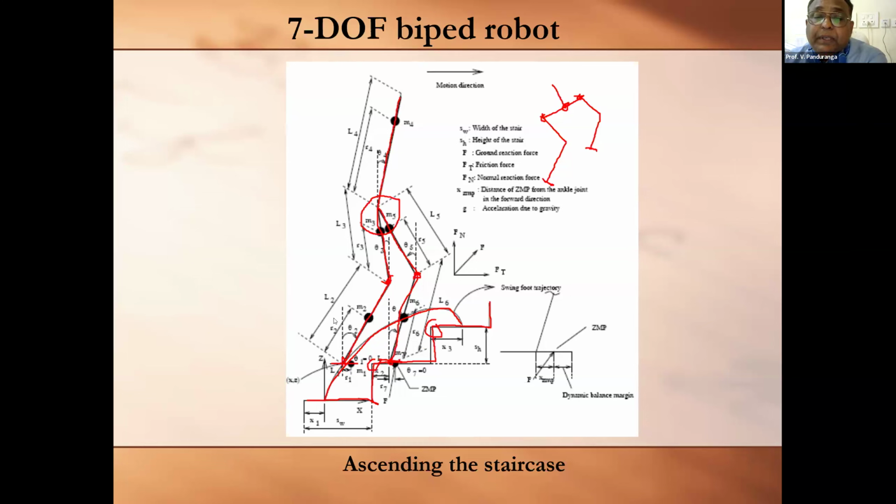And one more thing is that here, if you see, there are masses mounted on each link as point masses. This is called a lumped mass system. Instead of going for uniform distribution of mass, which would be computationally expensive for determining various parameters of the link, we have assumed a lumped mass system.